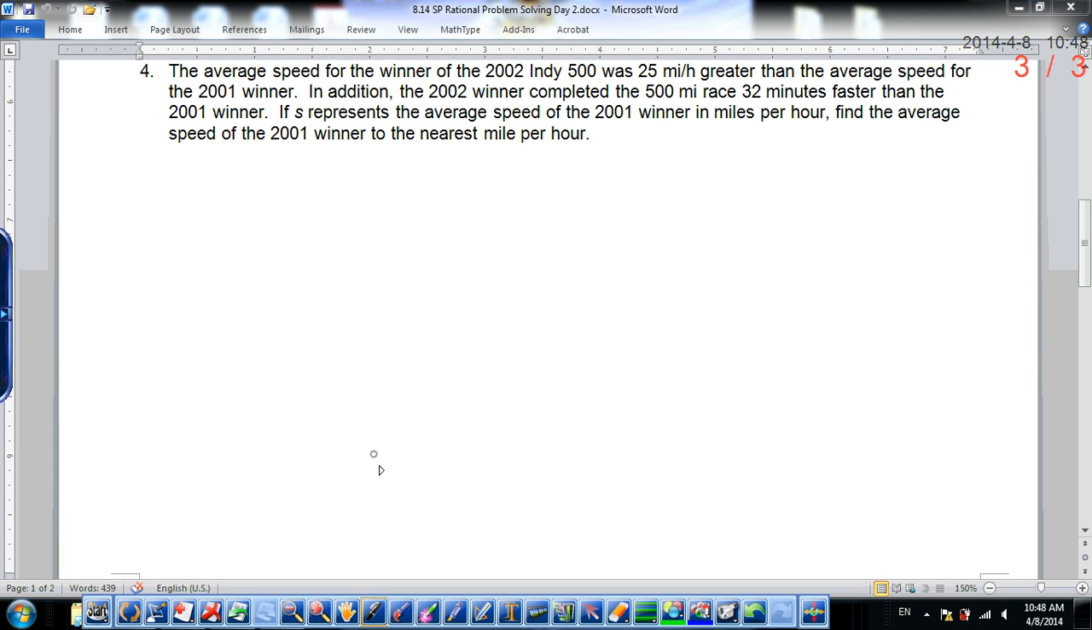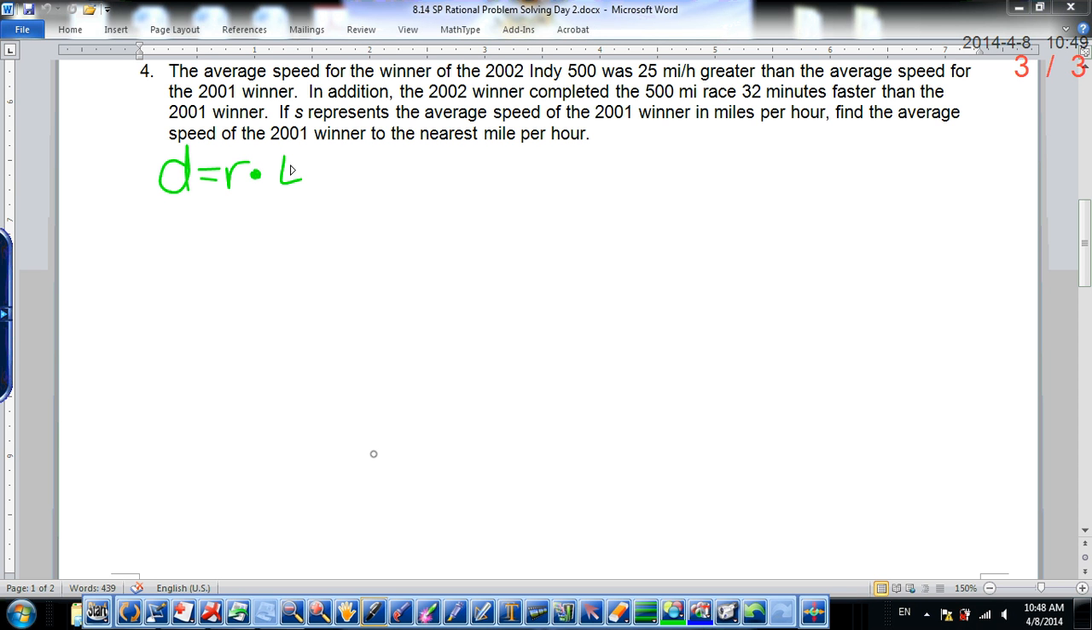Okay, the average speed for the winner of the Indy 500 in 2002 was 25 miles per hour greater than the 2001 winner. In addition, the 2002 winner completed the 500-mile race 32 minutes faster than the 2001 winner. If S represents the average speed of the 2001 winner in miles per hour, find the average speed of the 2001 winner. Okay, would you agree this is going to be a distance equals rate times time problem?